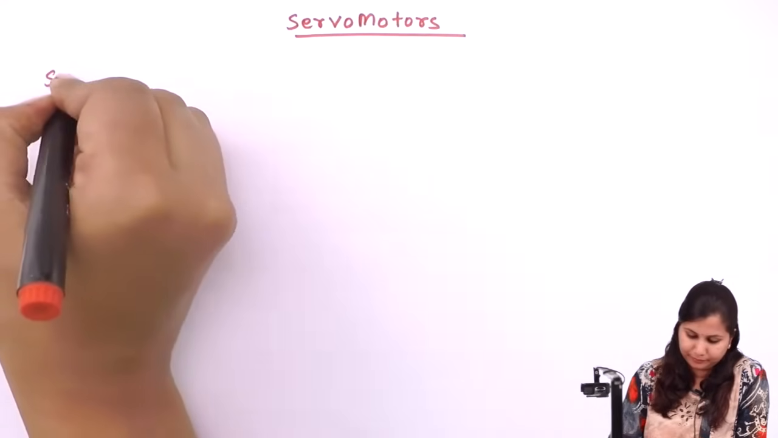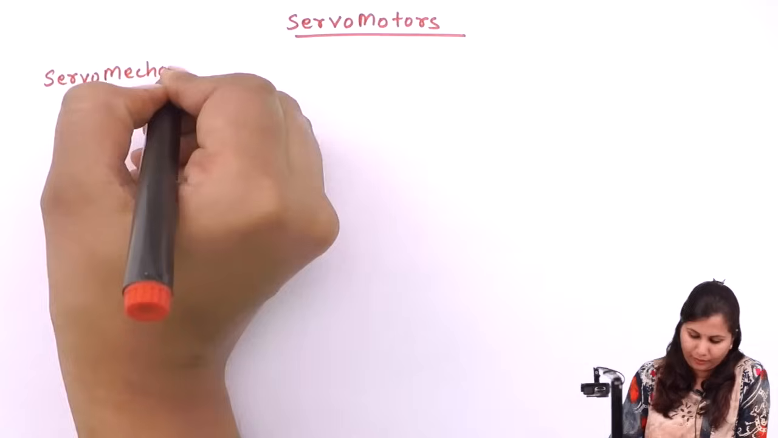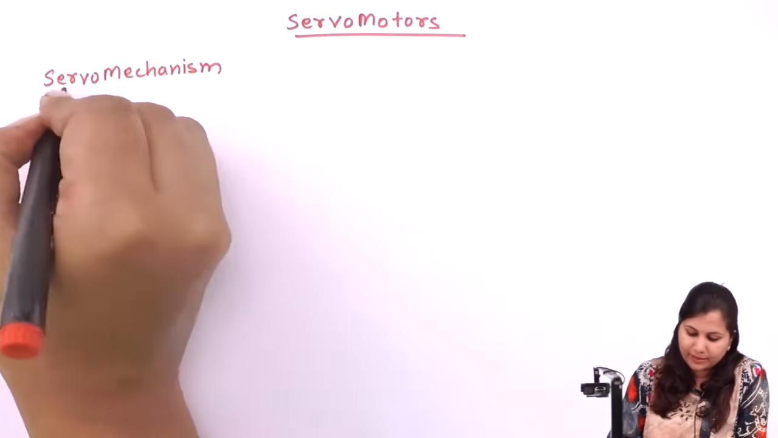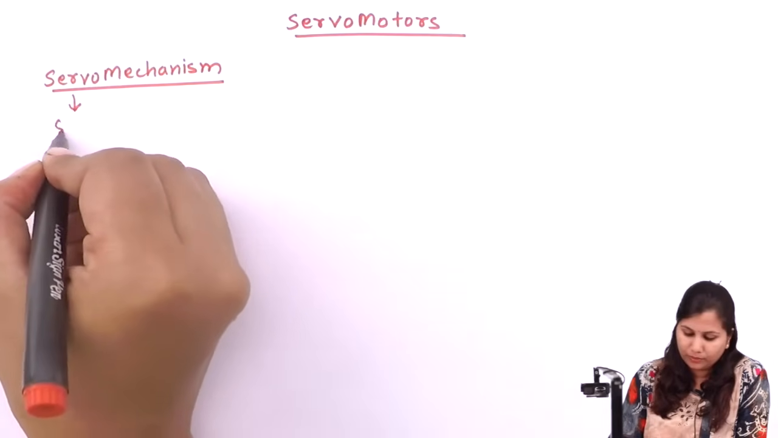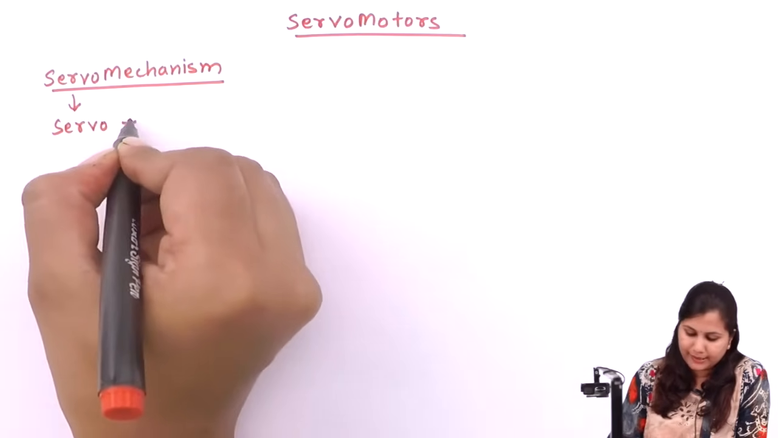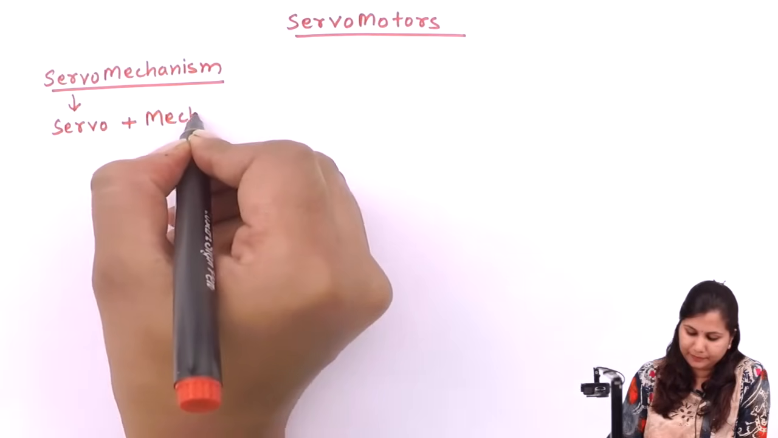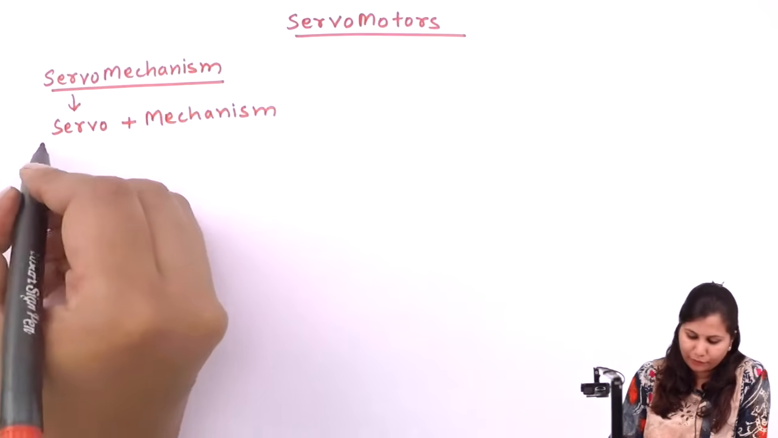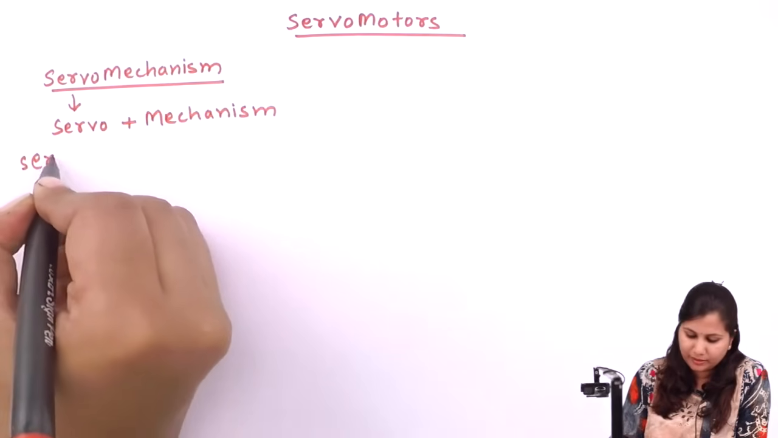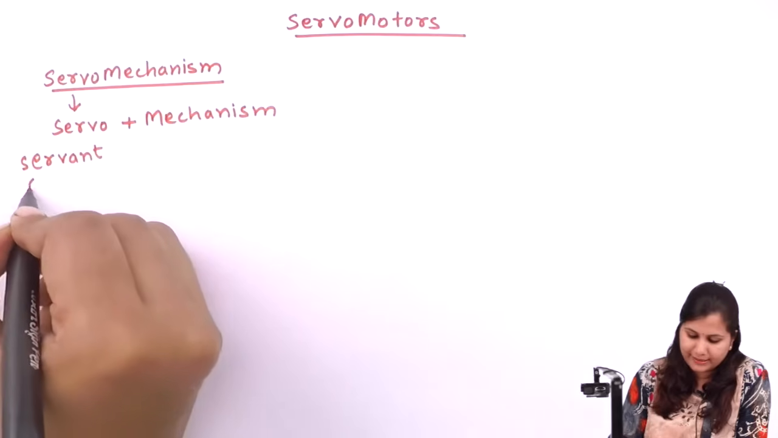So what is a servo motor? Before starting with it, let's understand the meaning of the word servo mechanism. The word servo mechanism is a combination of two words, servo plus mechanism. Servo comes from the word servant or slave.